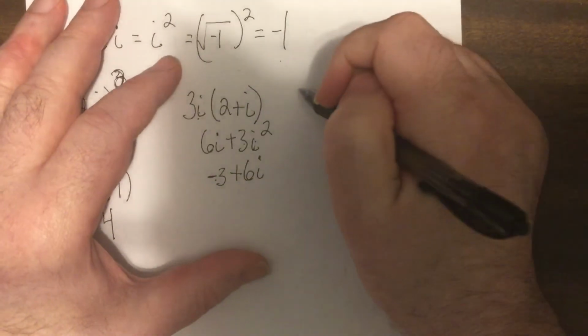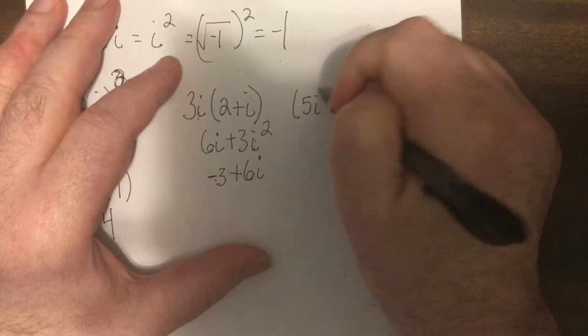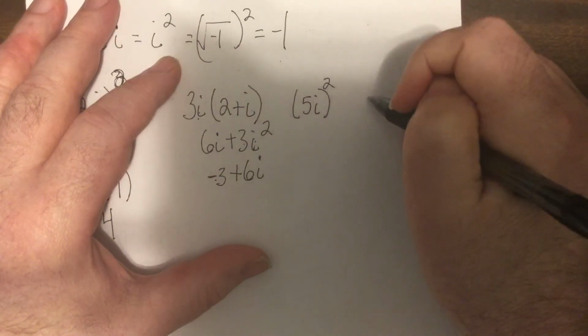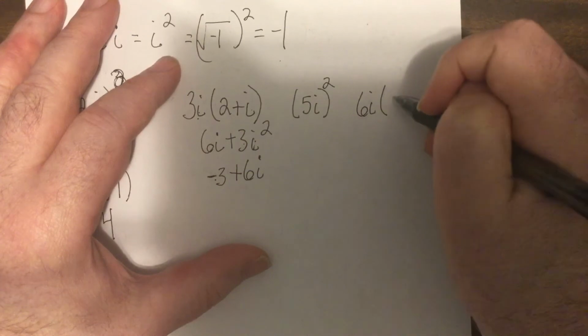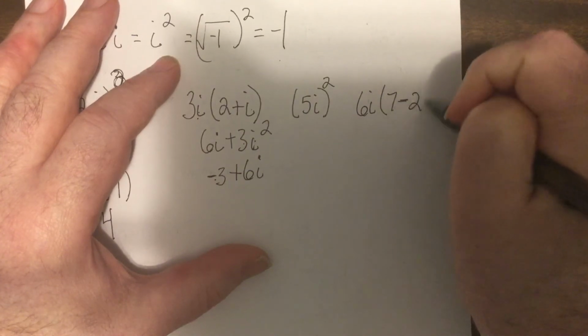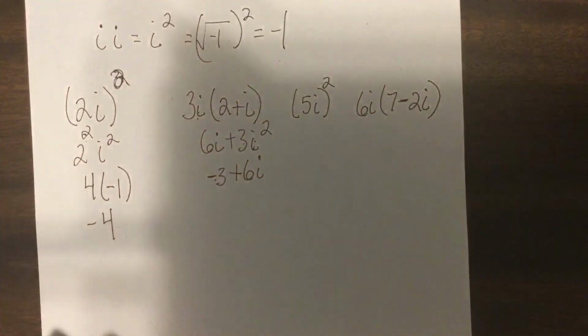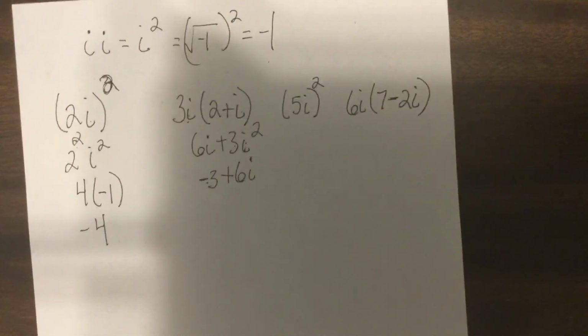So do these two problems for me, please. 5i squared and 6i times 7 minus 2i. Do those two for me, please, and then turn me back on.